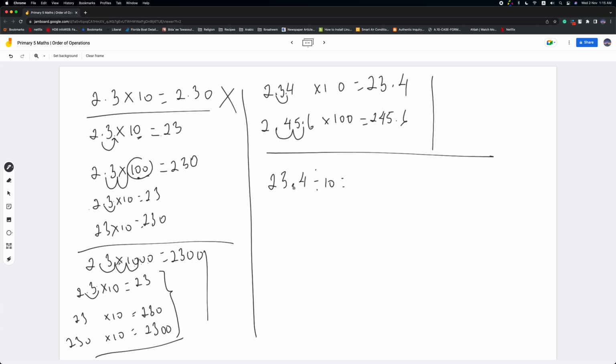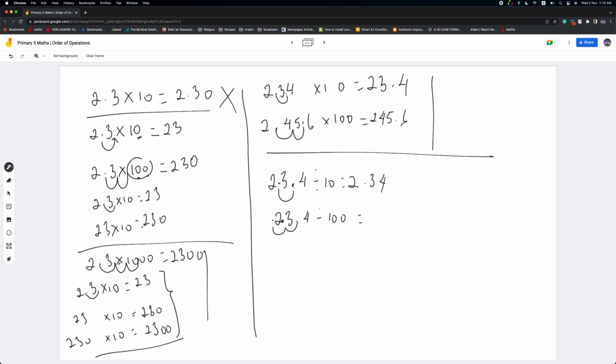So if you are confused, if I divide by 10 and I move the decimal to the right side, it becomes 234. The number is larger, so I know that's not the direction I'm supposed to move. So I'm supposed to move this side here. So you get 2.34. Okay, so if you have 23.4 divided by 100, same thing, you move twice.